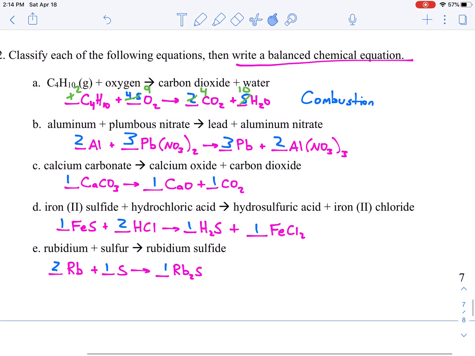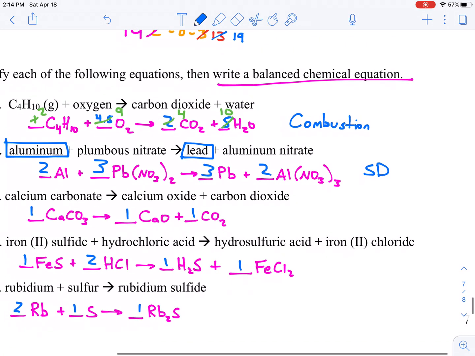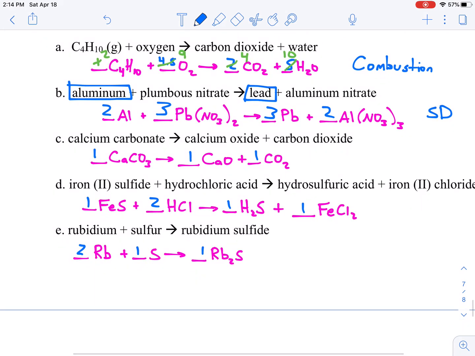In letter B, you're going to notice that we have something by itself plus a compound. And when it's by itself plus a compound, you'll notice we make something else by itself plus a different compound. So that is a hallmark of single displacement or single replacement. We would have to check the activity series for letter B, but we're just going to assume this works because all we care about right now is classifying the reaction.